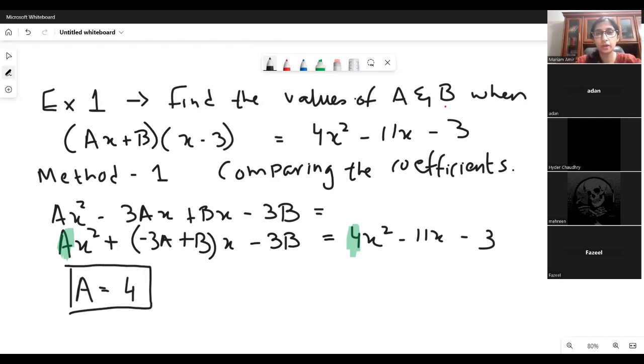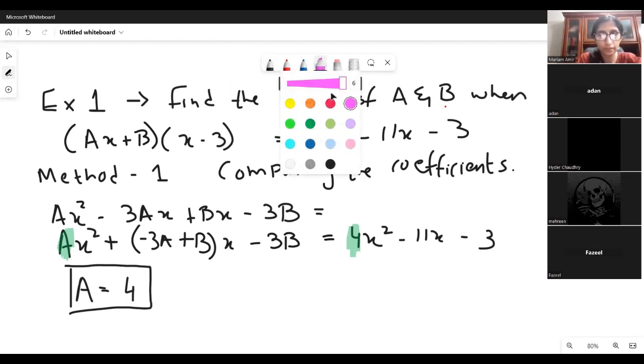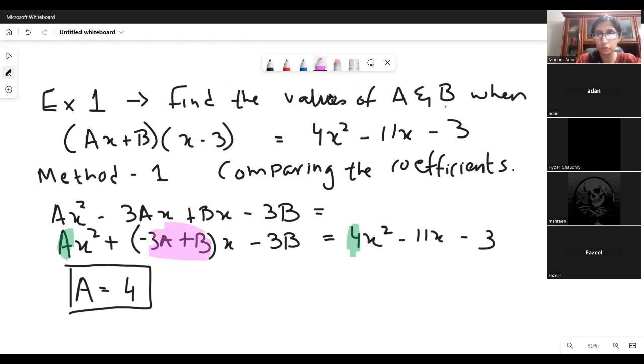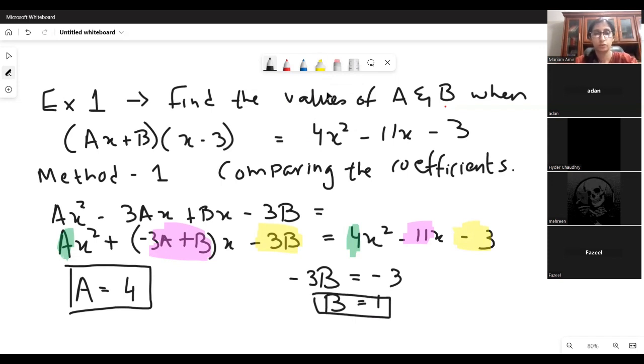Okay. For b, you have two options. Either you compare the coefficient of x on both sides. This is slightly longer. आपने पहले a की value substitute करनी होगी minus 3a plus b equals minus 11 में, and then you'll get b. Or the quicker way of doing it is just by comparing the constants on both sides. So constant at one end is minus 3b and constant at the other end is minus 3, giving us b equals 1. So we have our answers. A equals 4, b equals 1.